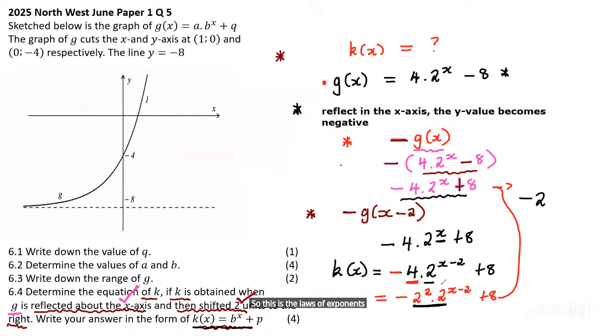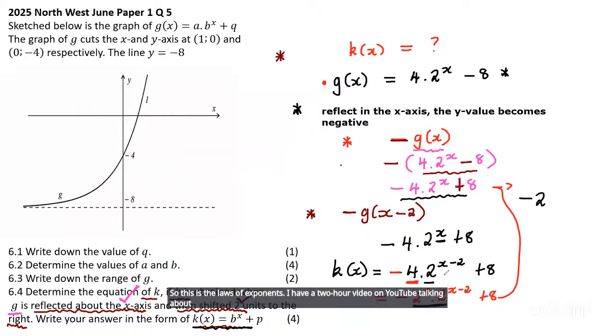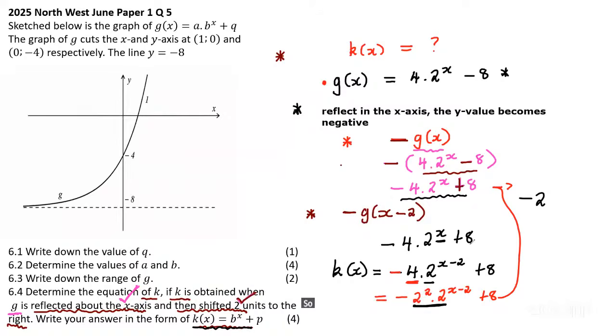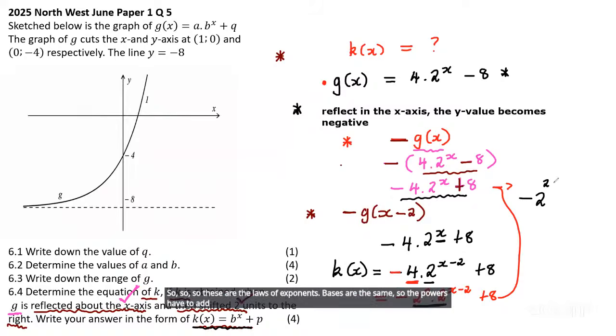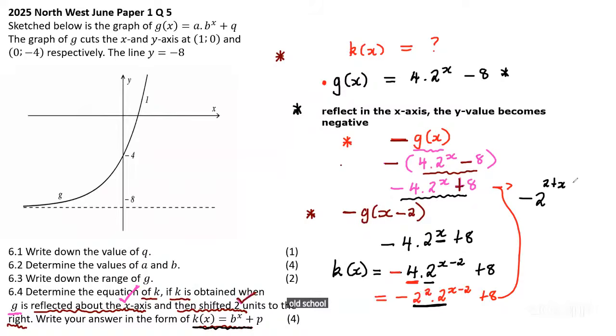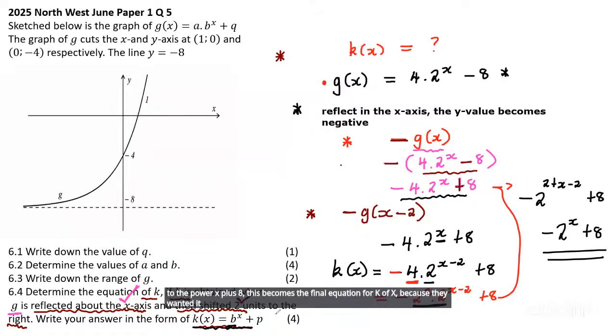I have a 2-hour video on YouTube talking about exponents. You can check it out. So these are the laws of exponents. Bases are the same, so the powers have to add. 2 plus x minus 2, then plus 8. Eventually, your answer is minus 2 to the power x plus 8. This becomes the final equation for k of x because they wanted it as b to the power x plus p.